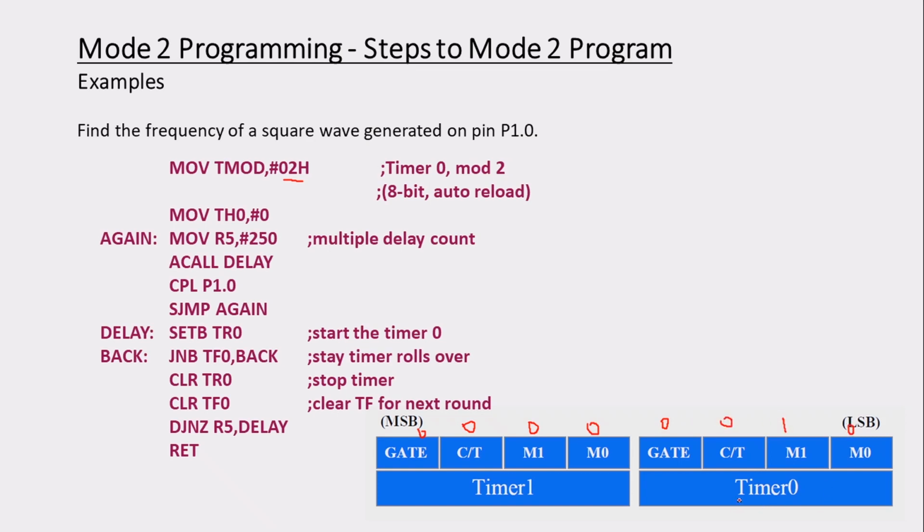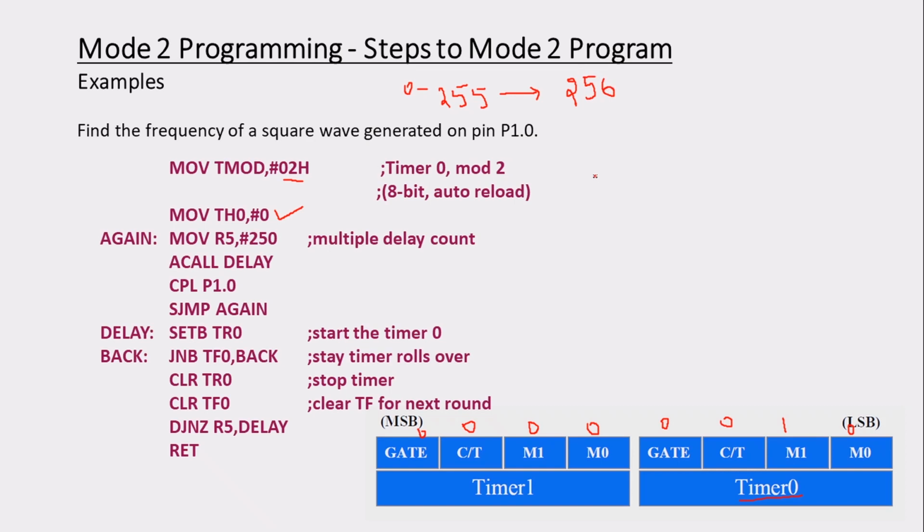Timer 0 is being used over here, and the TH value is being loaded with 0. So it is going to count from 0 to 255. Since it is counting from 0 to 255, the total number of counts is going to be 256.